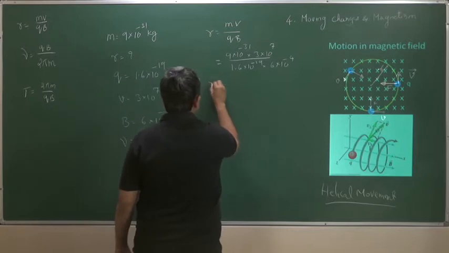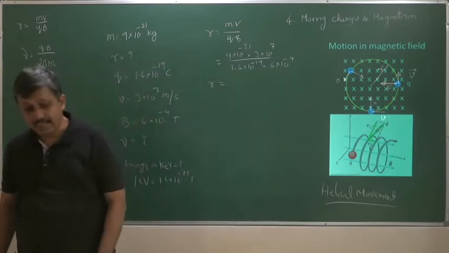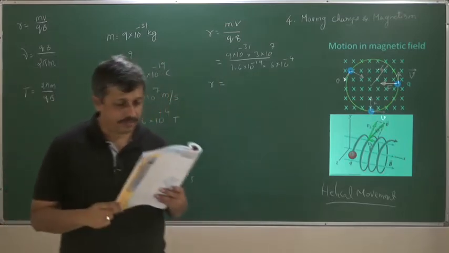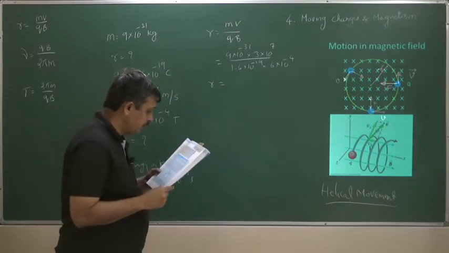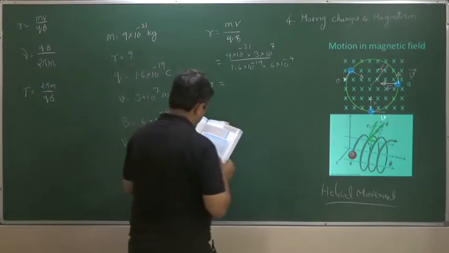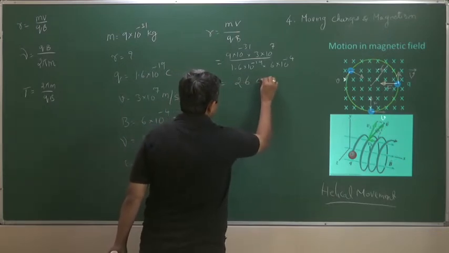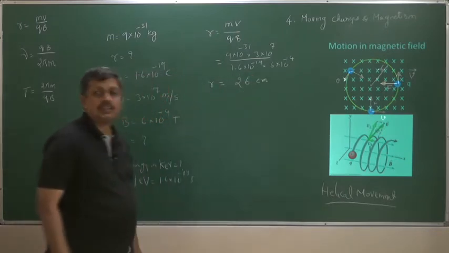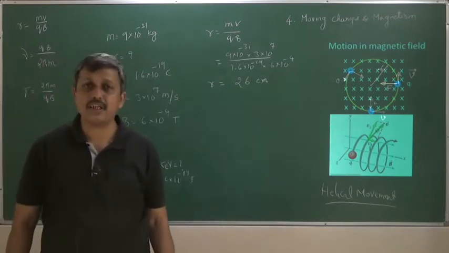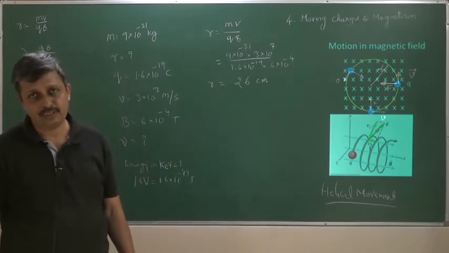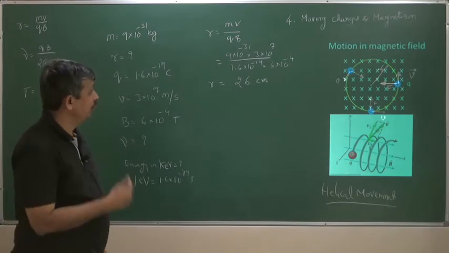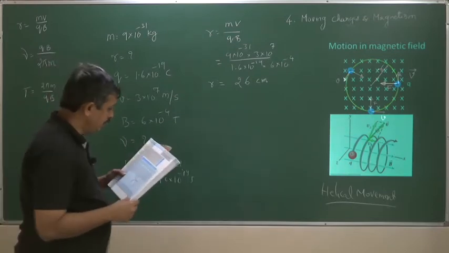So you can compute it, and you will get the value as about 26 centimeters. So ultimately it will give you a circle of 26 centimeters radius if you have all these values. Okay, so that's how you can calculate the radius, and you can calculate frequency also.